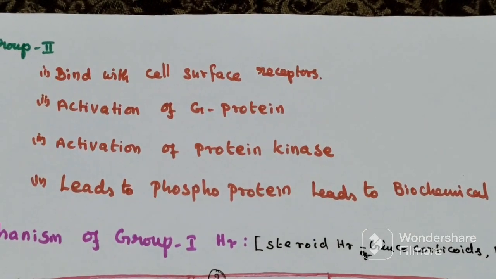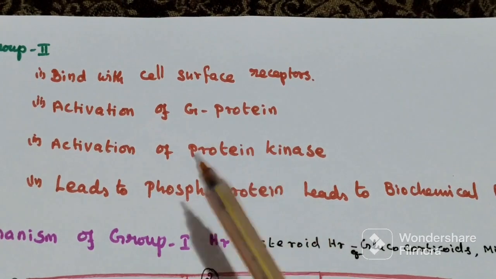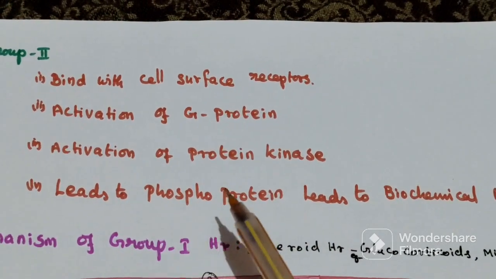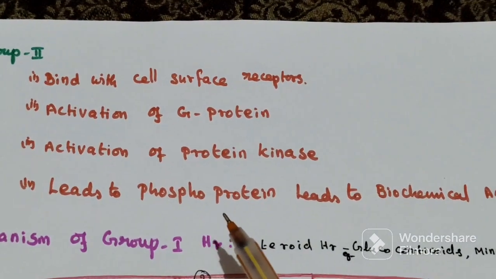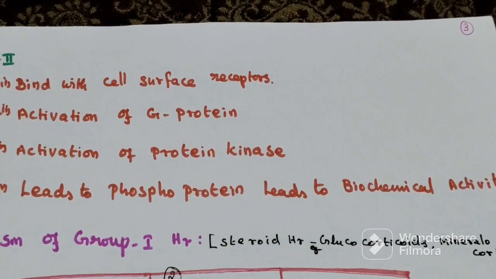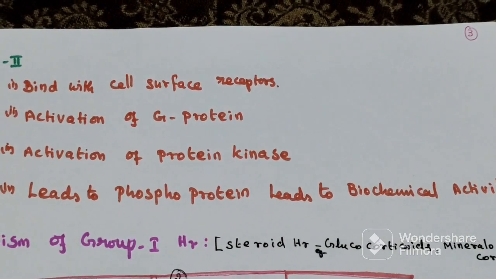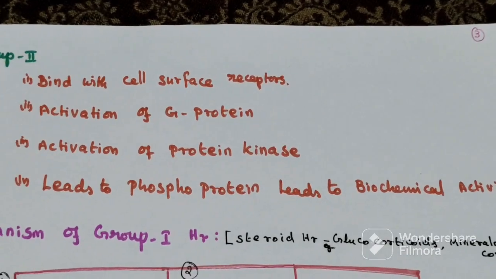So bind with cell surface receptor, then leads to activation of G protein, then leads to activation of protein kinase, then leads to phosphoprotein, then it is responsible for biochemical activity. So these are the events of the mechanism of action in group 2 hormones.